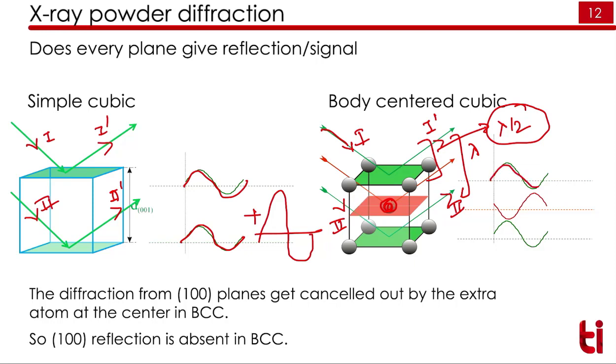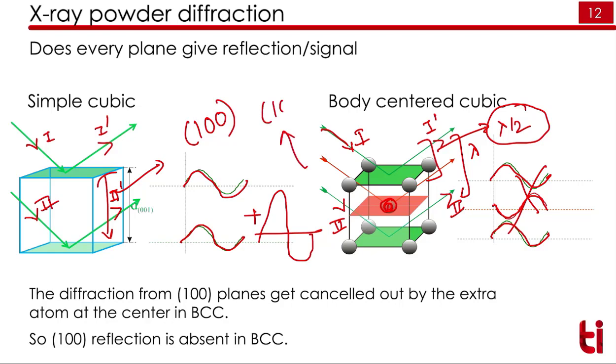So the diffracted signal from the top plane is like this, and the diffracted signal from the bottom plane is like this. They are superimposing each other, but the diffraction from the center plane will be exactly opposite and they will cancel out. So for 100, this is the 100 plane. If you observe the diffraction pattern, you will get diffraction from the 100 plane, but for BCC the 100 plane signal will not be present.